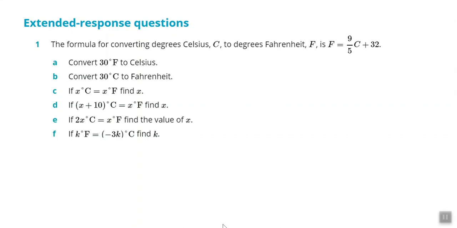This is for year 11 methods. We're going to look at extended response questions from the chapter 1 review. So we're looking specifically at question 1d. Now we've got a formula converting from degrees Celsius to degrees Fahrenheit.